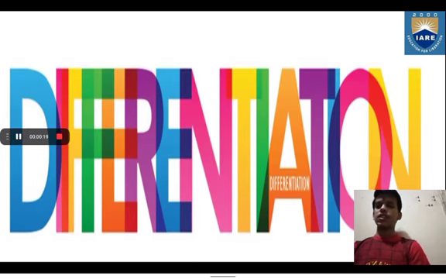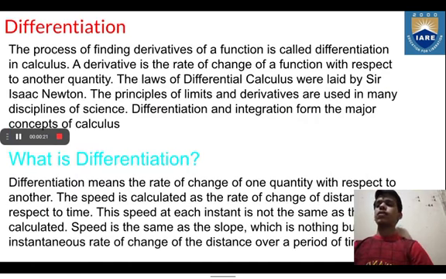with differentiation. The process of finding derivatives of a function is called differentiation in calculus. A derivative is the rate of change of a function with respect to another quantity. The laws of differential calculus were laid by Sir Isaac Newton. The principles of limits and derivatives are used in many disciplines of science. Differentiation and integration form the major concept of calculus.